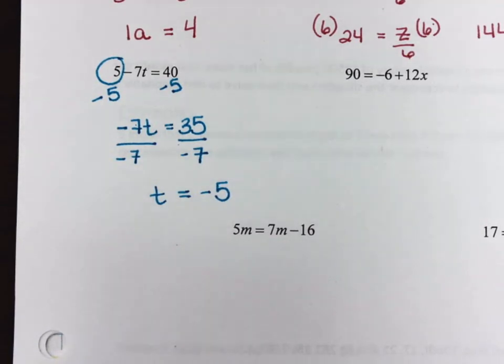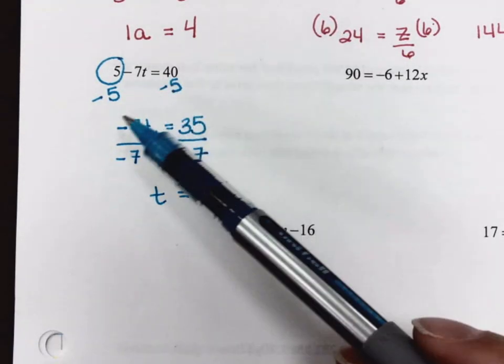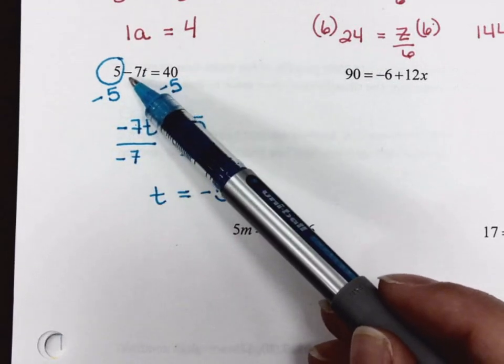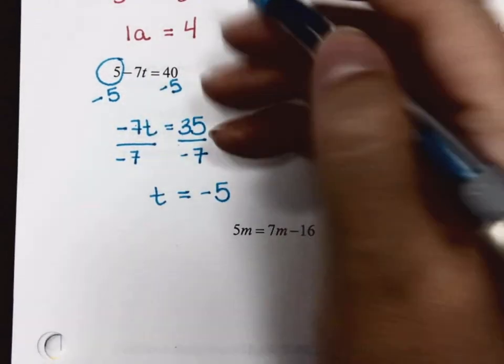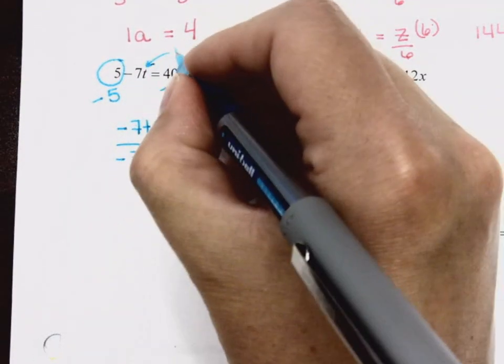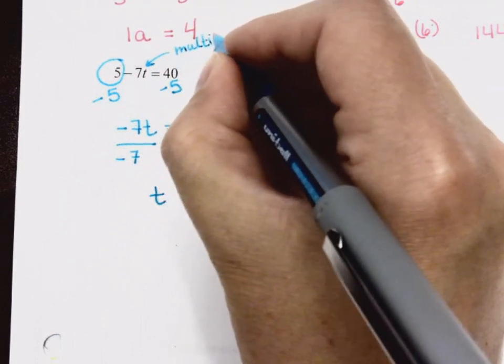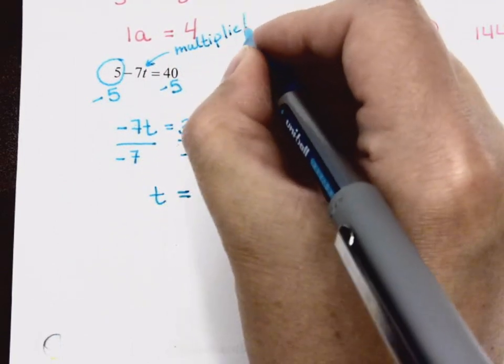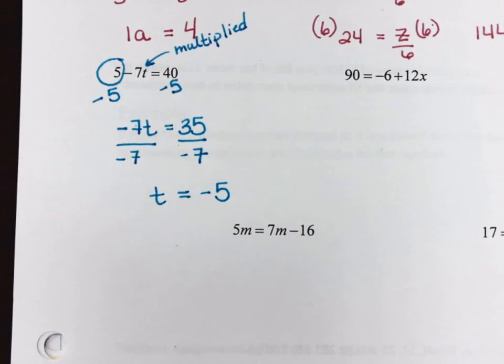So those ones can be a little bit confusing because the mistake that I see a lot is that people think they have to add 7. But you have to remember that these things are multiplied together. They're multiplied there. So we treat it like a negative 7 coefficient. And you know how to deal with that, so that's not a big deal.